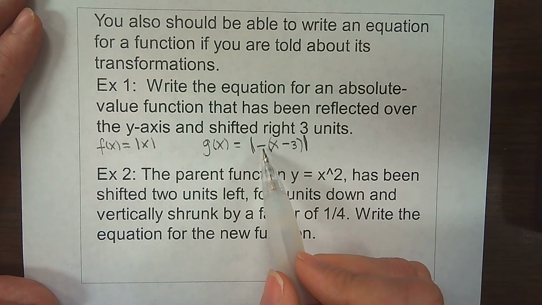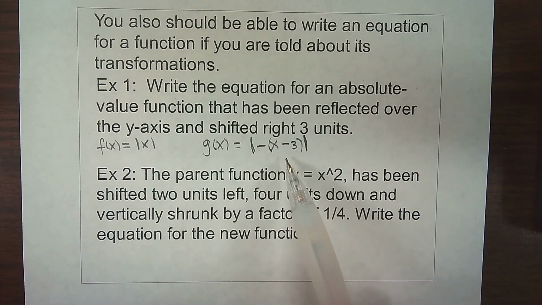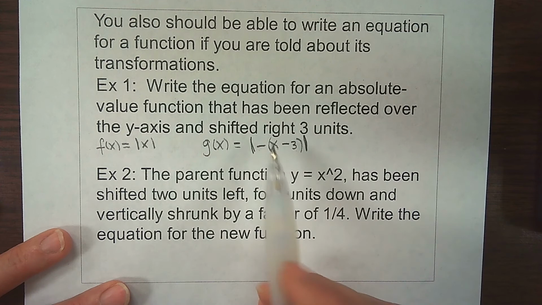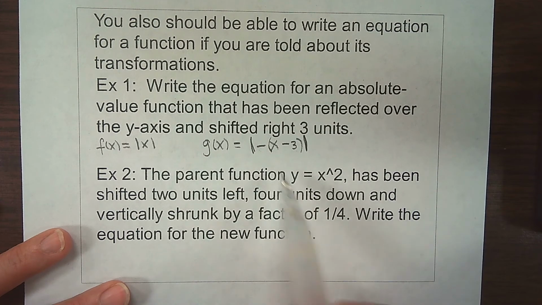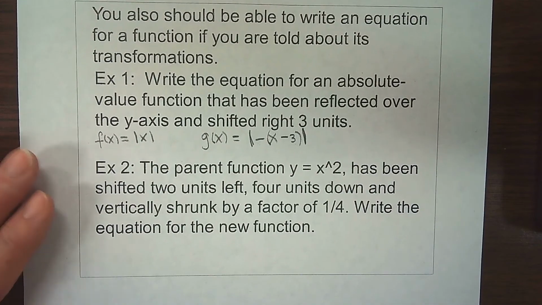Some of you might also change that then to say the absolute value of negative x plus 3. I wouldn't want you to confuse that plus 3 as being a shift to the left, however. So I really kind of like it written in this form. You certainly could check that one out with your graphing calculator to make sure it looks to you like it's been shifted 3 units to the right.